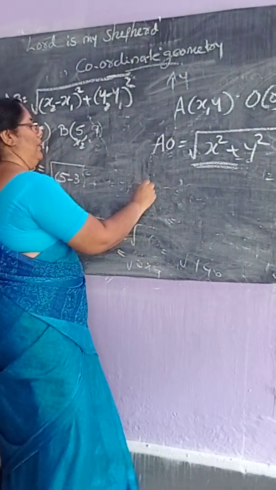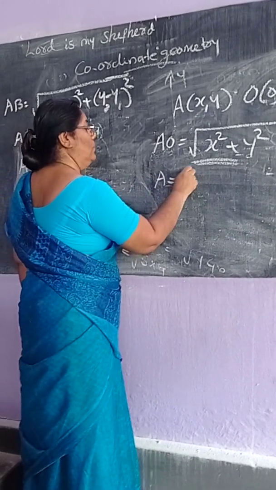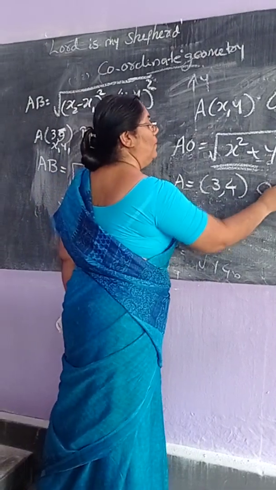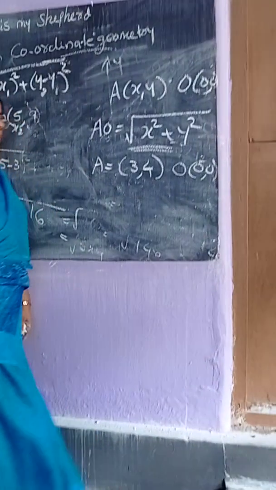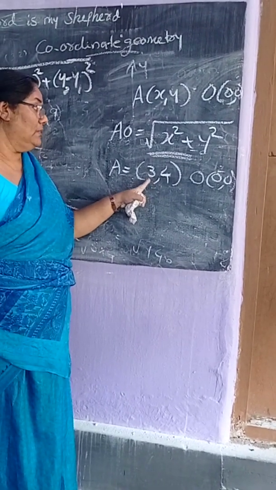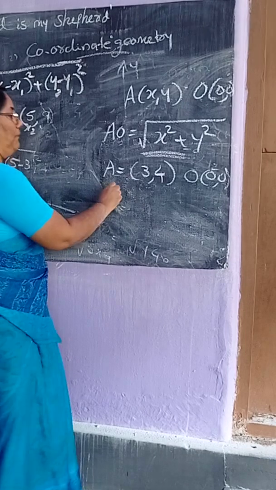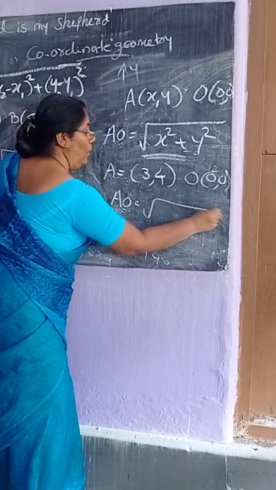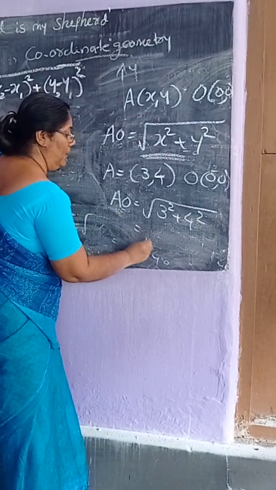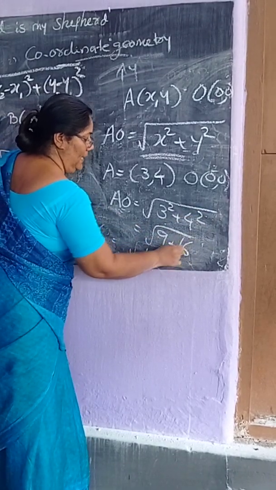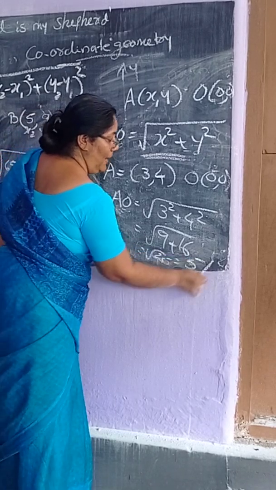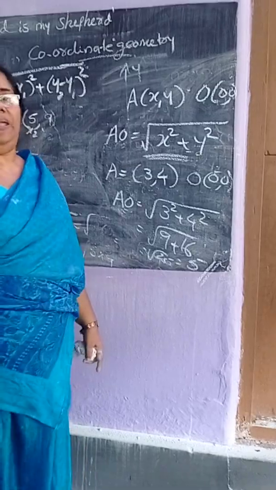One example. A is equal to 3, 4 and O is the origin. What is the distance of the point 3, 4 from the origin? Therefore, what is AO? Root of 3 square plus 4 square. Can you say what is 3 square? 9 plus 16. What is 9 plus 16? Root 25 means 5. Okay, study well.